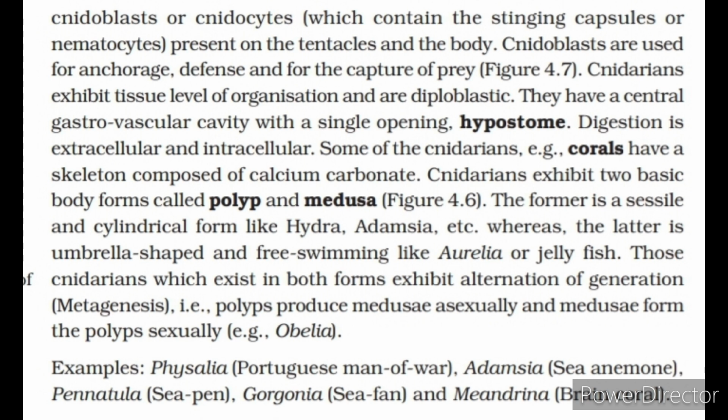Digestion is extracellular and intracellular. Some of the cnidarians, for example corals, have a skeleton composed of calcium carbonate. Cnidarians exhibit two basic body forms called polyp and medusa. The former is a sessile and cylindrical form like Hydra, Adamsia, etc., whereas the latter is umbrella-shaped and free-swimming like Aurelia or jellyfish. Those cnidarians which exist in both forms exhibit alternation of generation, metagenesis, i.e., polyps produce medusae asexually and medusae form the polyps sexually, for example, Obelia.